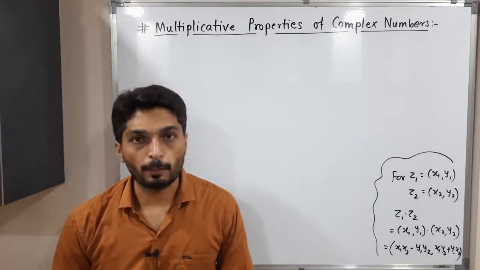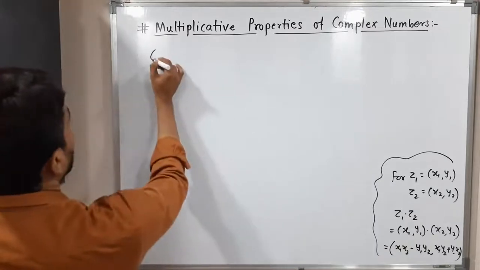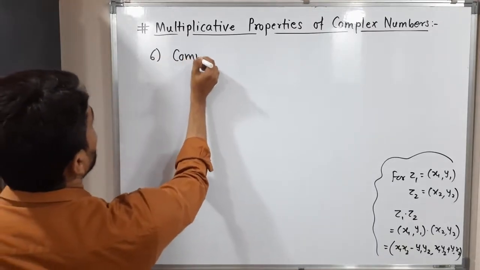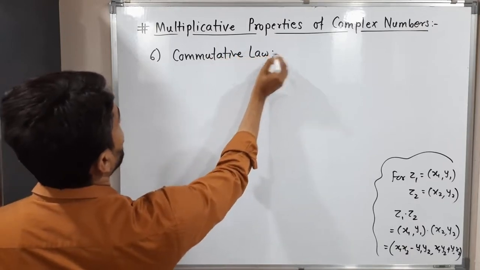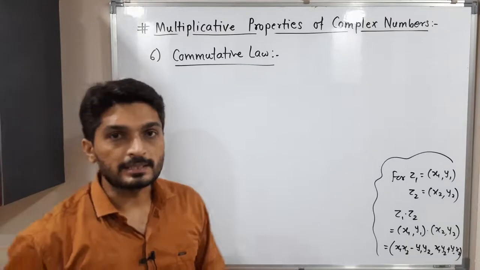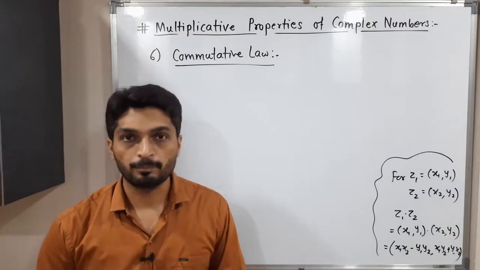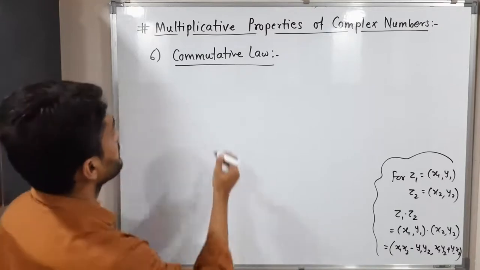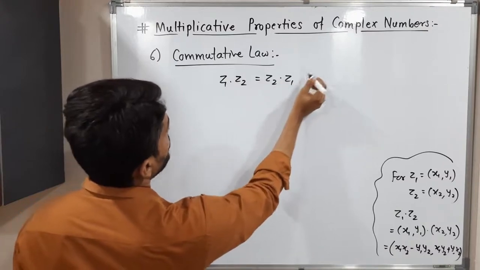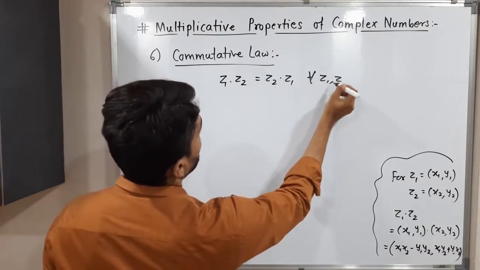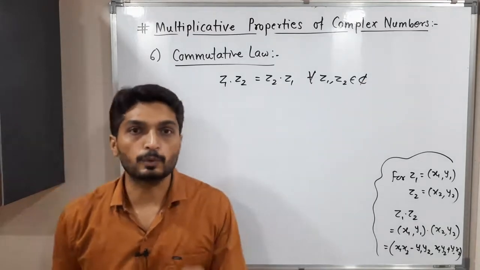Let us discuss its properties now. So first is commutative law. Let me mention here property number 6, commutative law. See, I am calling it as property number 6 since first 5 additive properties we have already seen in previous video. So let us discuss this law. It says z1 into z2 is same as z2 into z1. It is true for any two complex number z1, z2. Okay, so let us discuss its proof also.